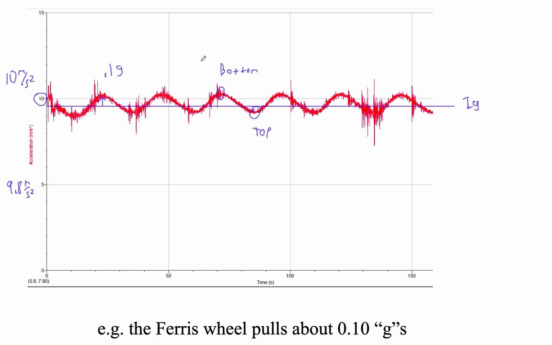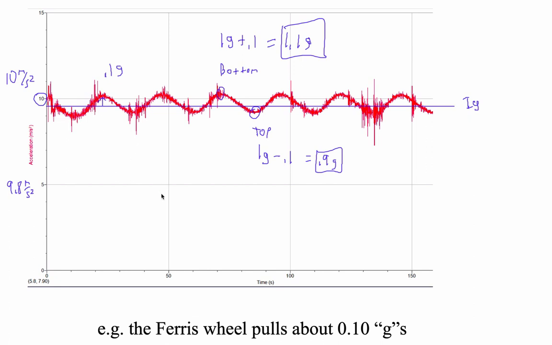So at the bottom, it's 1g plus 0.1 or 1.1 g's. Just maybe it looks like 1.1. I'm just guessing. And at the top, it's 1g minus 0.1, so it's 0.9 g's. So that's super cool. We can actually measure that. You wouldn't think a Ferris wheel is a thrill ride, but you can actually. There's a g-force, and I can actually feel that.